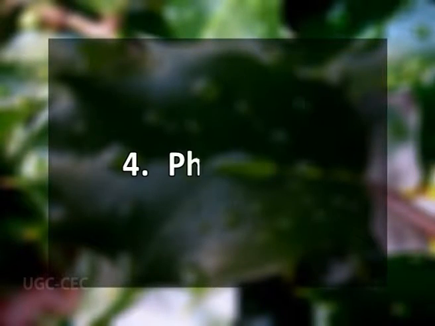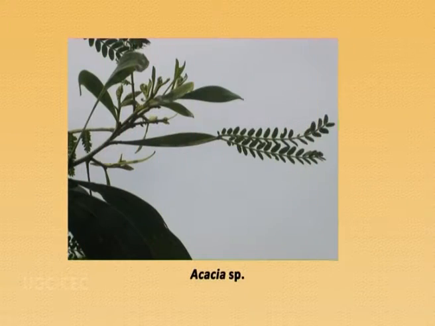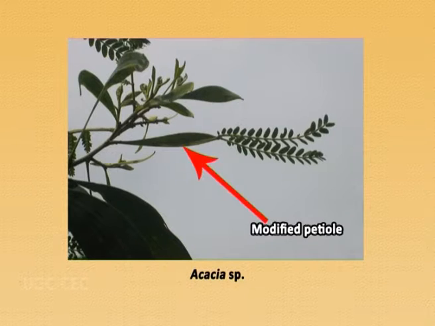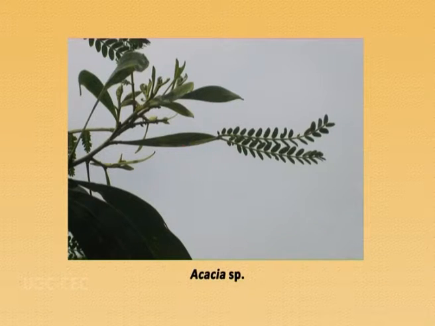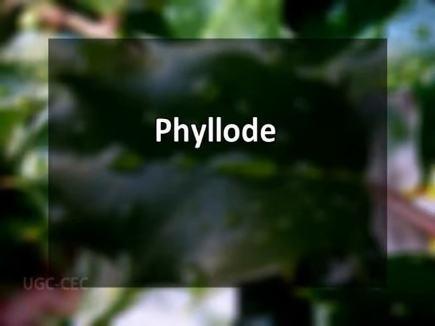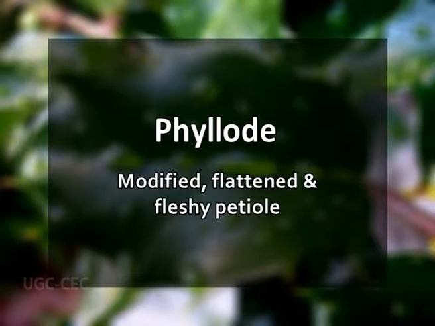The next leaf adaptation to water stress is the formation of phyllodes. This is one more leaf adaptation in plants in response to water stress. In Australian acacia, with the onset of water stress, the pinnae are shed from the rachis, and the green petiole is modified into a leaf-like structure. This modified, flattened and fleshy petiole is called as phyllodes. The phyllodes immensely reduces water loss, stores water and carries out photosynthesis efficiently.